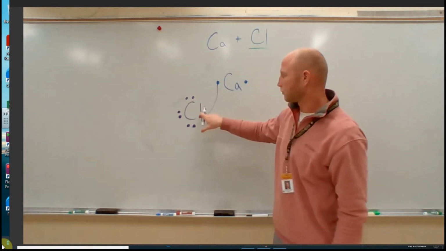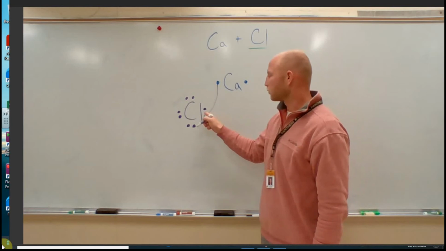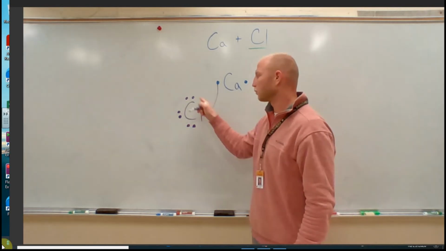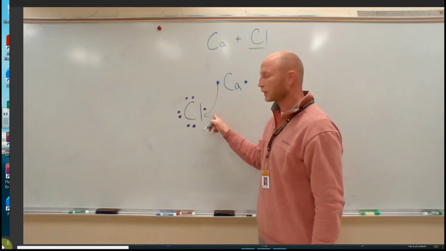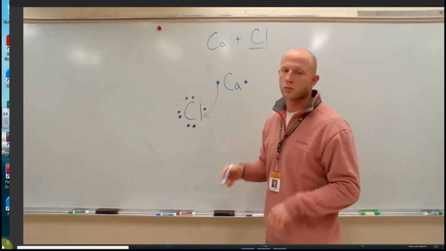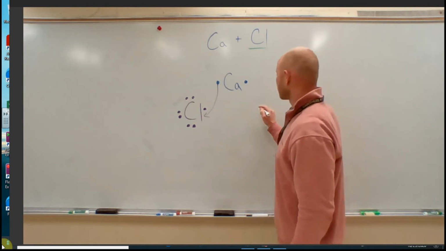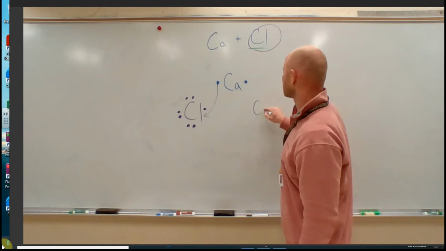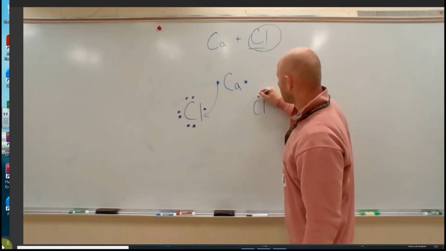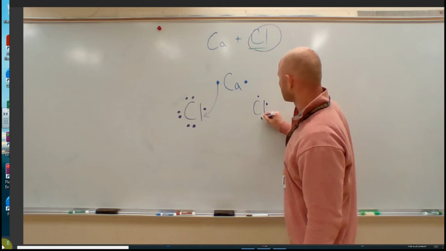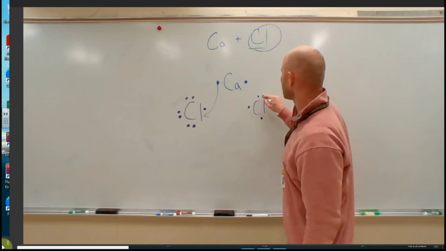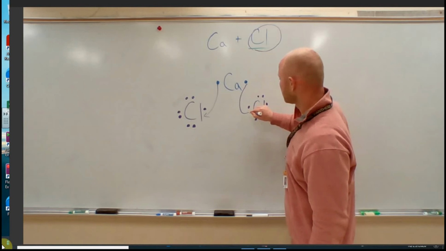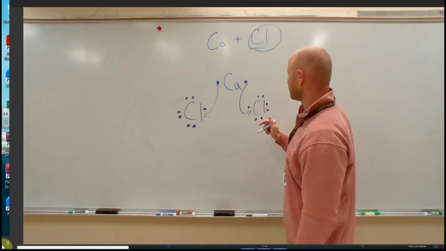So what's going on with this guy? How come we just don't give it to chlorine? Well, remember, chlorine can only accept up to 8 in its valence shell. If we gave this one over here, there would be 9, and that's not possible. That doesn't work in science. So what do we have to do? We have to add another chlorine. So let's get another chlorine in here. Chlorine, 1, 2, 3, 4, 5, 6, 7. And that electron will come to here.